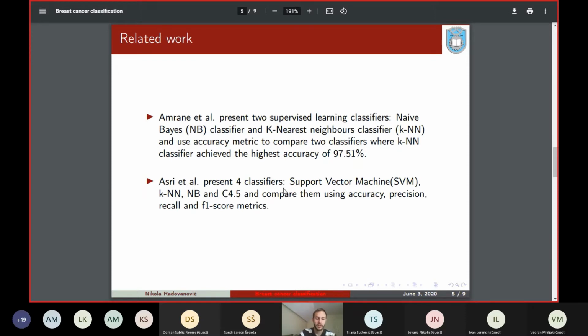Related work: the authors achieved 97.5% accuracy using a k nearest neighbors classifier and using the accuracy metric to compare classifiers. In some other work, authors presented 4 different classifiers for this problem: support vector machine, k nearest neighbors, naive Bayes, and C4.5, and compared them using accuracy, precision, recall, and F1 score metrics.